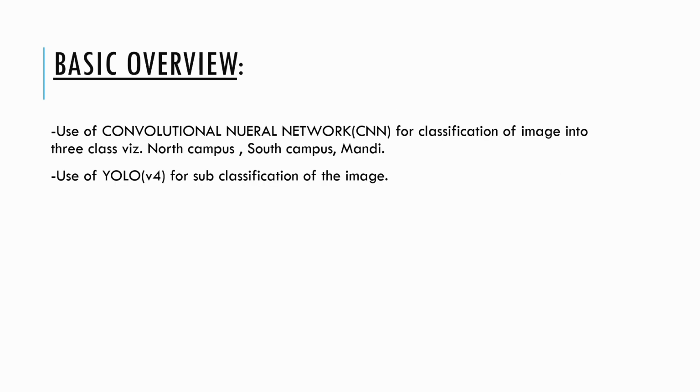So let me now give the basic overview of what we did. First of all, we used CNN for classification of images into North, South and Mandi. What is CNN? CNN stands for Convolutional Neural Network, which is a specialized neural network for processing data that has an input shape like a 2D matrix. Take the example of an image. CNNs are typically used for image detection and classification. After this, we converted it into a 1D matrix and passed it to many FC layers. The final FC layer contains the same number of neurons as the number of features.